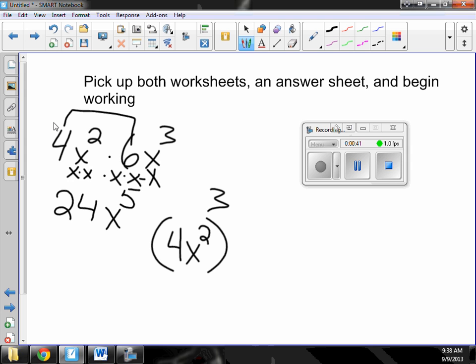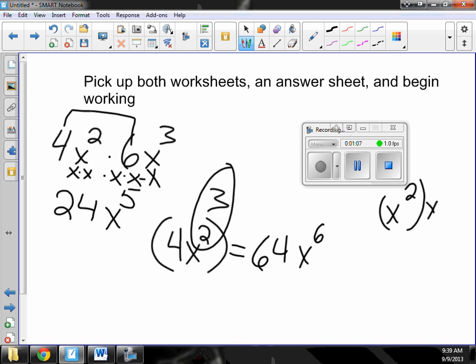4 to the third is 64. X to the sixth. Why is it 6 this time, not 5? Why do we multiply these exponents? Well, what does a third power mean? 3 versions of whatever's being multiplied, and the thing being multiplied is x squared. So I have 3 versions of x squared, and then if I just use my original rule of counting up the x's, I have 6 of them in that case. Okay?